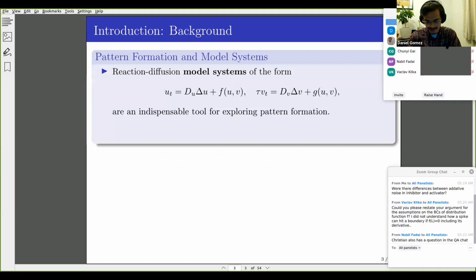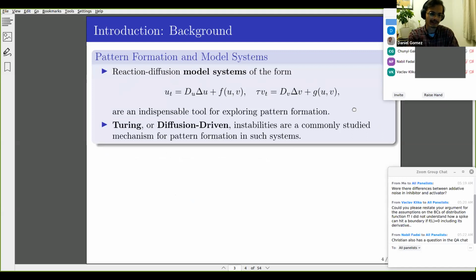Before I even start, I think it's good to point out that these two-component reaction diffusion models that we typically study are model systems, and so they're useful as a way of studying how specific mechanisms can lead to pattern formation. In the context of reaction diffusion models, we're typically interested in the interaction between diffusivities, like diffusion, and different types of reactions that can occur between species.